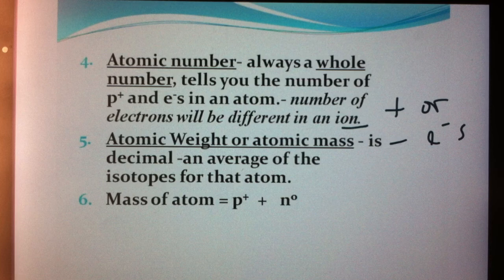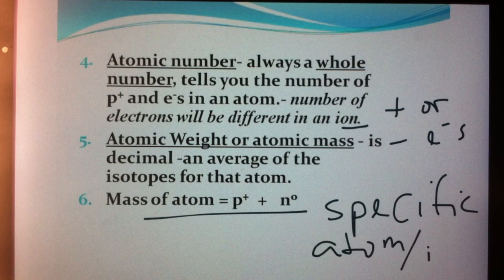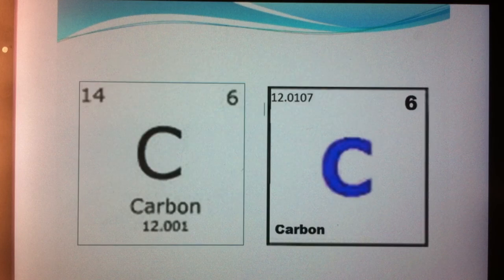So the mass of an atom is the protons plus the neutrons, and that will give you the mass of the specific atom or isotope. So when you look at a periodic square, different periodic tables will have different notations, and they'll have the mass number and the atomic number in different places. Now remember, you always know the atomic number because it's usually going to be the smallest in the square.